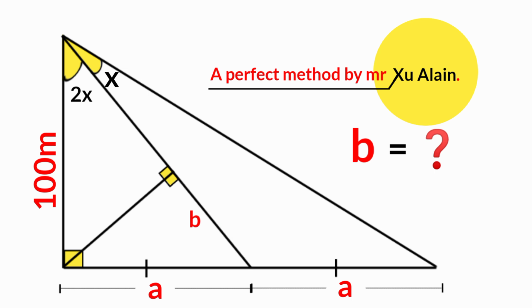So let's see. We are to calculate the length of this side b. We have the length of this side to be 100 meters. The length of this side is A, and this is also A. That proves that they are congruent. We have the size of this angle to be X, and this is also X. So how did he do it?